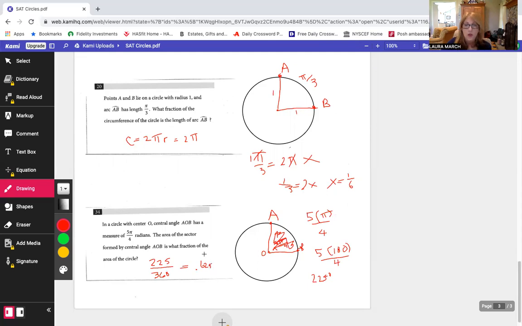0.625. So if you know the equation of a circle, you can do a lot of these circle problems, and that's it for circles.